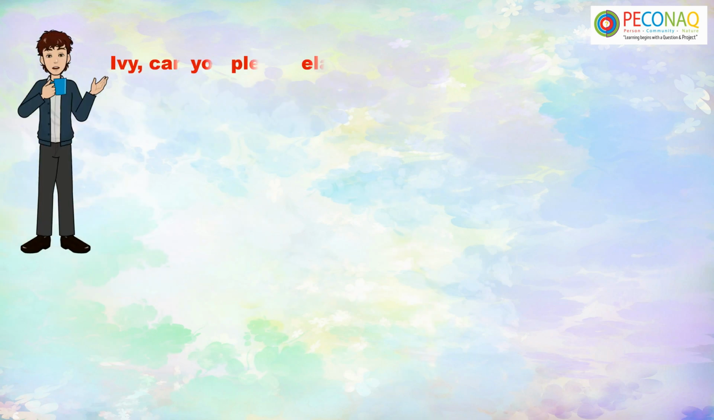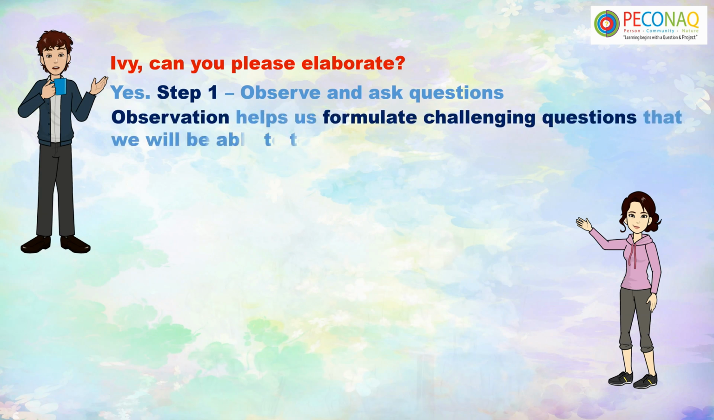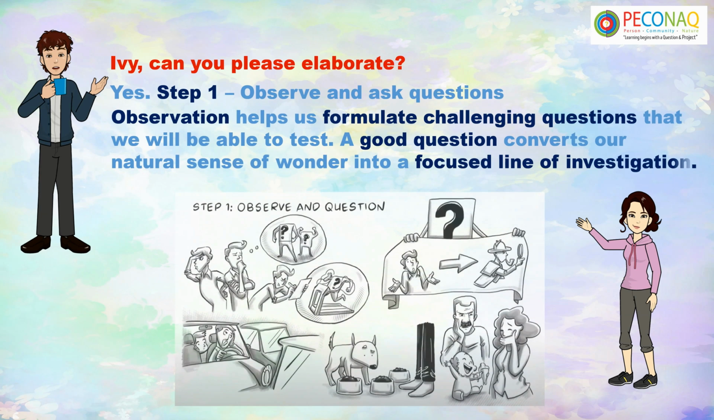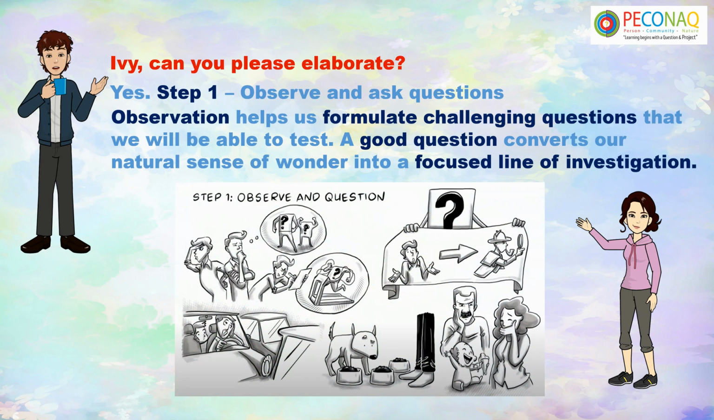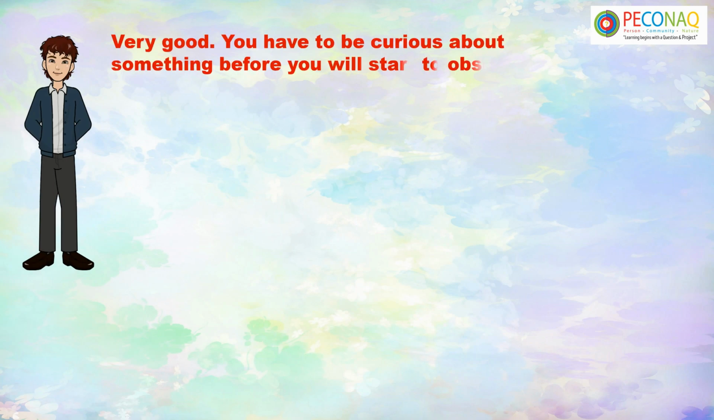Ivy, can you please elaborate? Yes. Step 1. Observe and ask questions. Observation helps us formulate challenging questions that we will be able to test. A good question converts our natural sense of wonder into a focused line of investigation. Very good. You have to be curious about something before you will start to observe it.